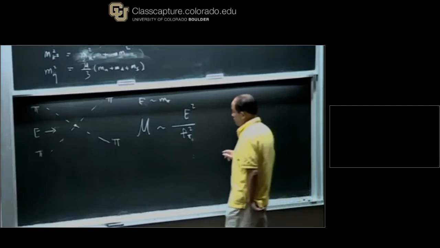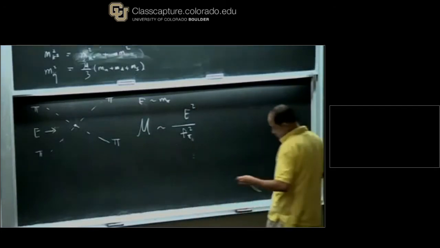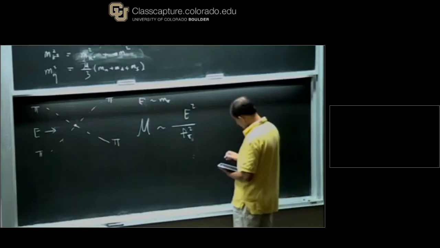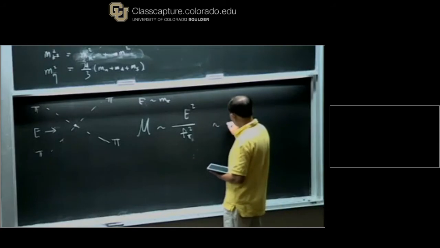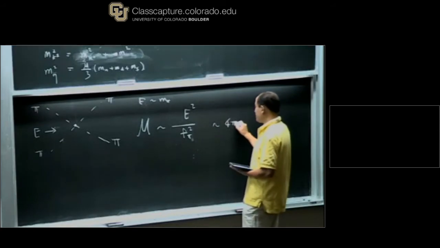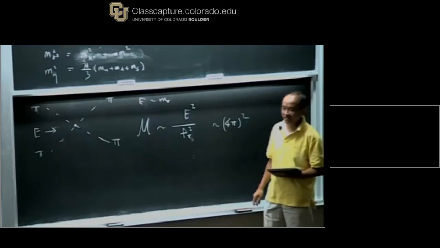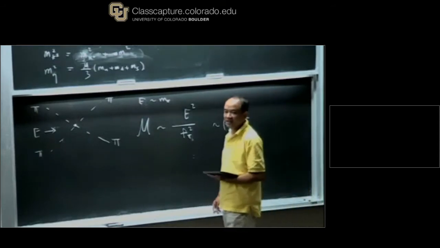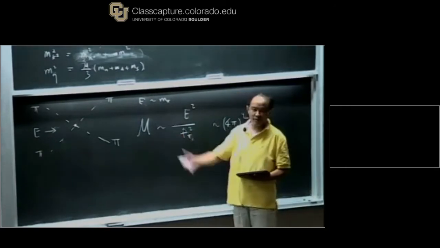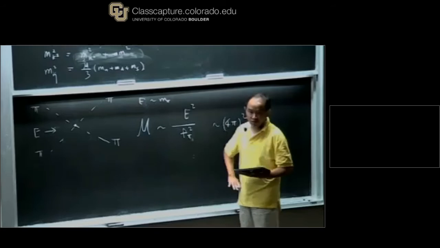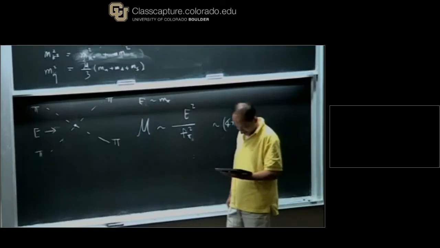Now, when do you call it strong coupling? That's a matter of taste. But let me call it strongly coupled if this becomes 4 pi squared. That's just my choice. You can make your choice too. The simple motivation is that if you view this as a coupling, then if the coupling is this strong, all the loops are equally important.